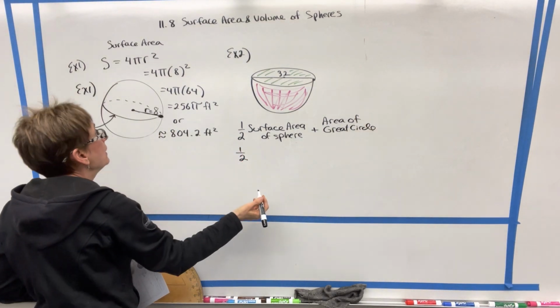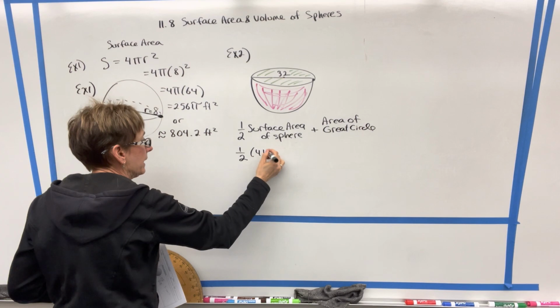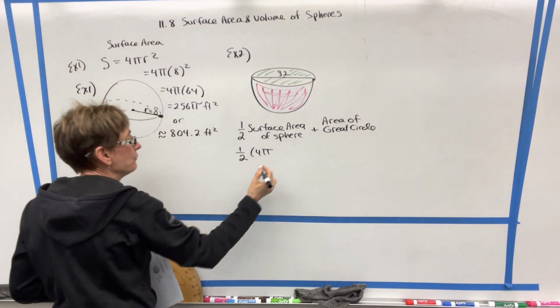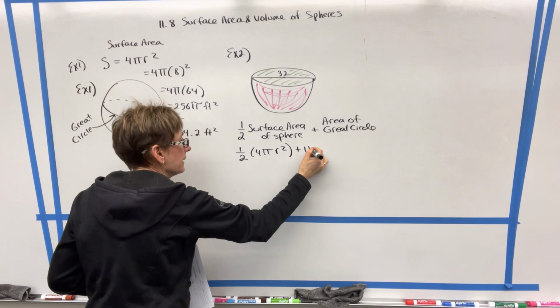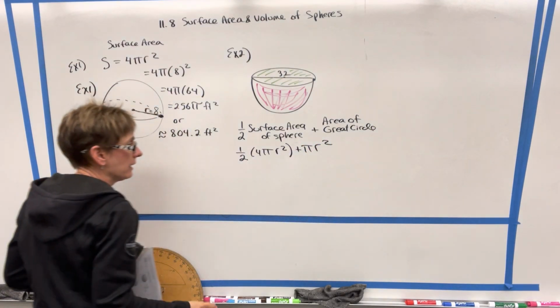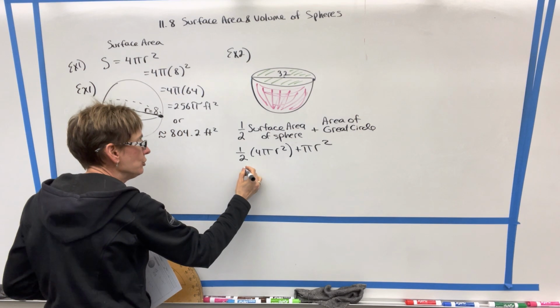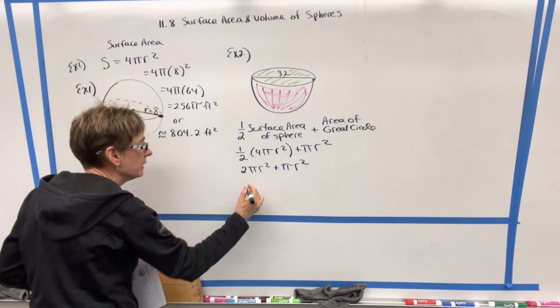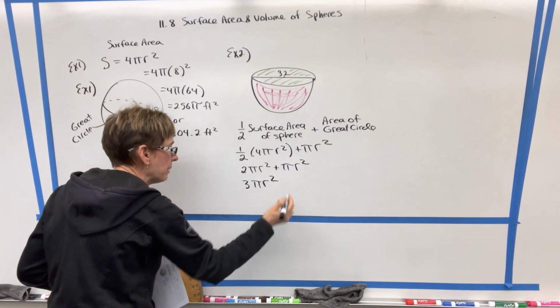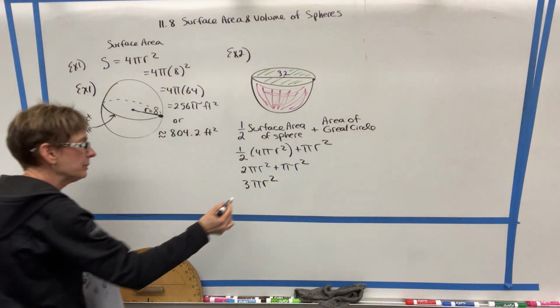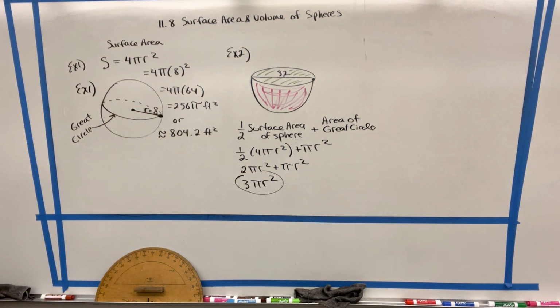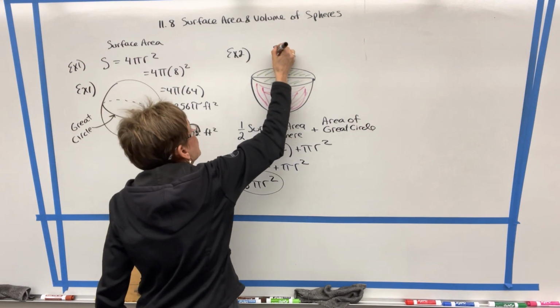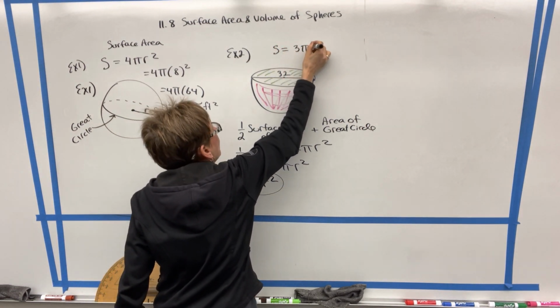So let's go ahead and do that. If I take half of the formula for surface area of a sphere, that would be half of 4 pi r squared. The area of the great circle would be pi r squared. Half of 4 is 2, so this is 2 pi r squared plus 1 more pi r squared. That ends up being 3 pi r squared. So it's a little bit counterintuitive, but the formula for the surface area of a hemisphere is 3 pi r squared. So I would write the surface area here is 3 pi r squared.